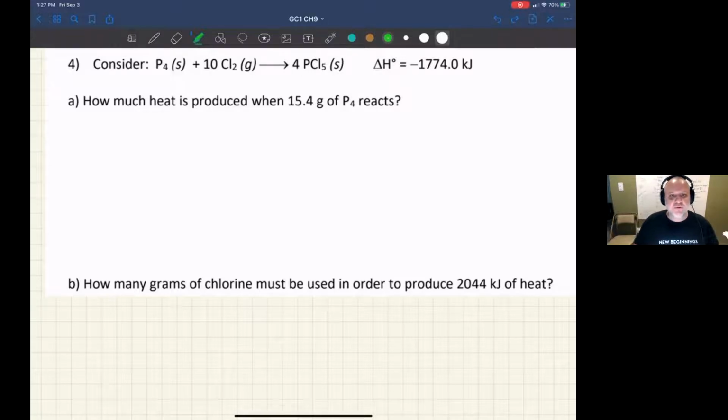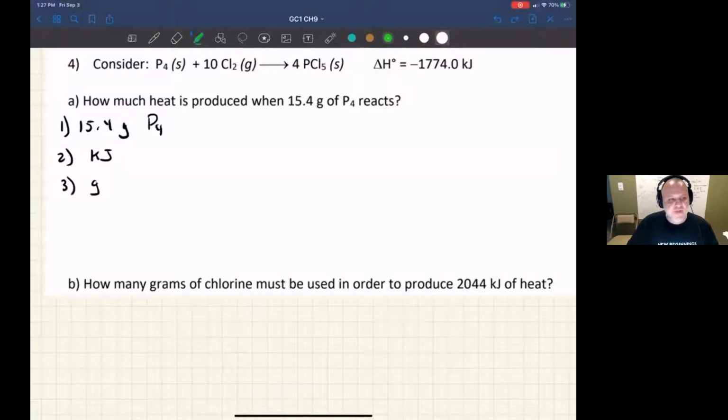So how much heat is produced when 15.4 grams of P4 react? It's asking you to calculate the amount of heat that's produced. Now you're given 15.4 grams of P4 and you need to calculate that heat. So that means we need to go from grams of P4 to kilojoules. Now, step by step, that means grams of P4 to moles of P4 and then use the thermochemical information to get kilojoules. All right, let's put it together.